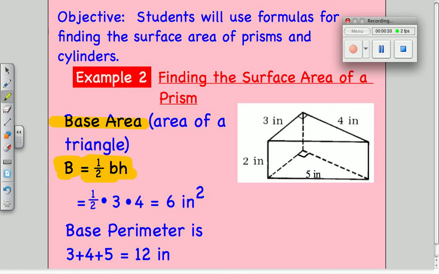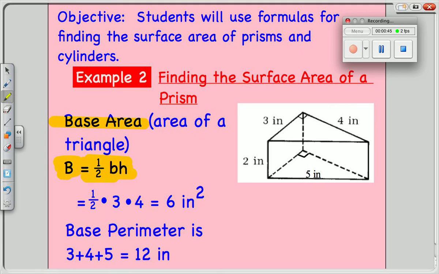So base area is signified with a capital B, and the formula for a triangle is base equals half of the lowercase b times the height. So the difference between this b and this b is for the base area. Capital B for base area, and this b is only for base. Okay, so that's the difference between those two b's.